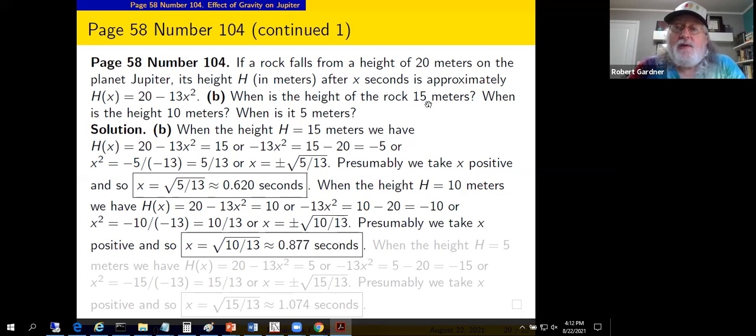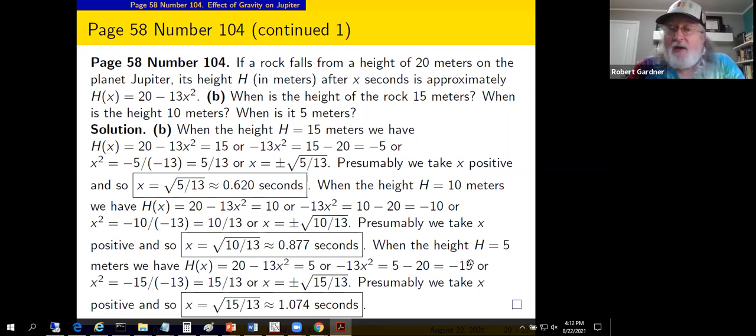Right? They're giving us lesser heights. It takes it longer to fall to that height. So the times are going up. I mean, that should make physical sense to you. When the height's 5 meters, we'll set the function equal to 5. Similar solving, we'll get plus or minus the square root of 15/13, about 1.074 seconds approximately. And that makes sense. The height's decreasing as the time increases. You've dropped it and it's decreasing. So.